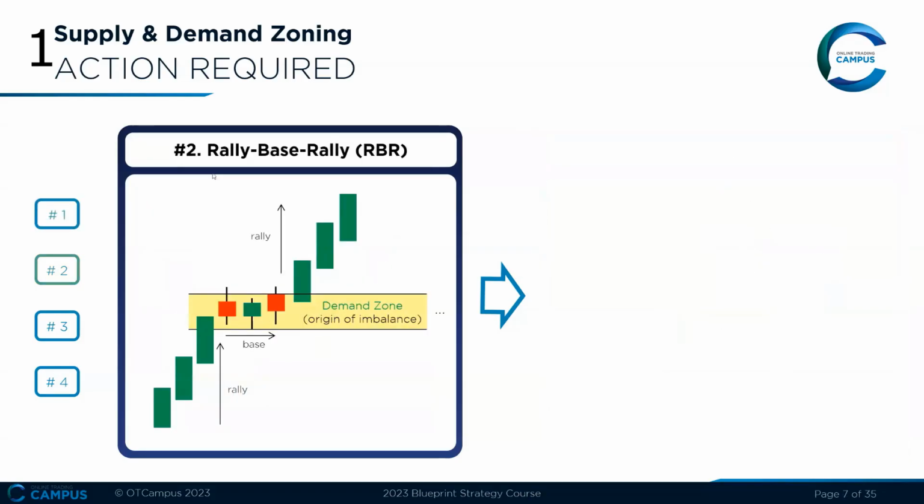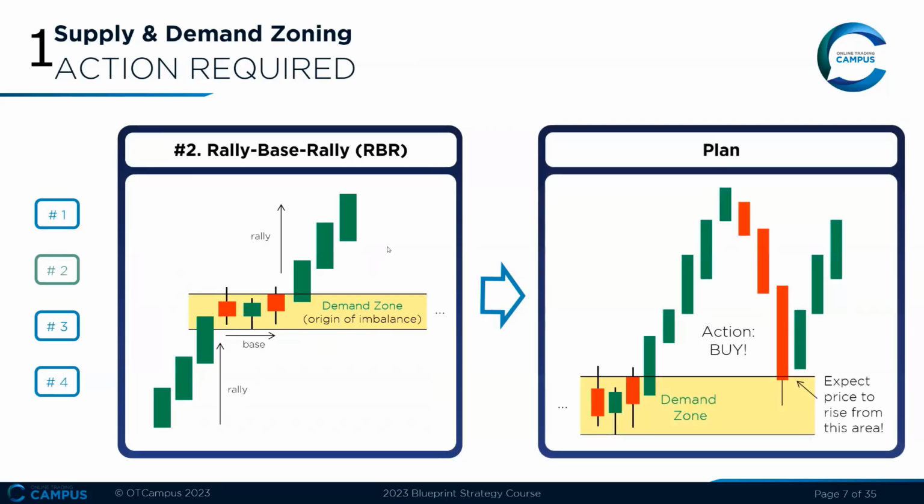What do we do if we see a rally-based rally? Well, it's the same thing. We're not going to anticipate a rally-based rally to be formed. What we're going to do is, once we wrap our two lines around the base, around the origin of imbalance, we're going to move and extend those lines to the right. And when price comes back into the zone, we would expect price to rise again from this area, as there's more willing buyers than willing sellers. And therefore, we would place our trade parameters around the demand zone. We buy to enter and ride the wave to the upside.